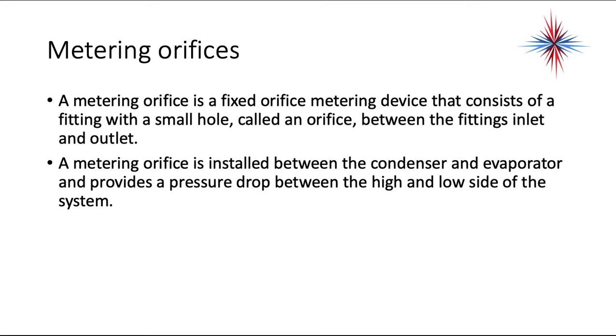A metering orifice is a fixed orifice metering device that consists of a fitting with a small hole called an orifice between the fitting's inlet and outlet. A metering orifice is installed between the condenser and evaporator and provides a pressure drop between the high and low sides of the system.